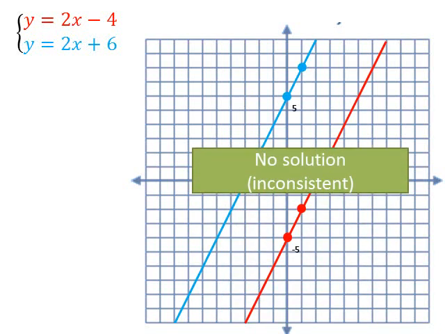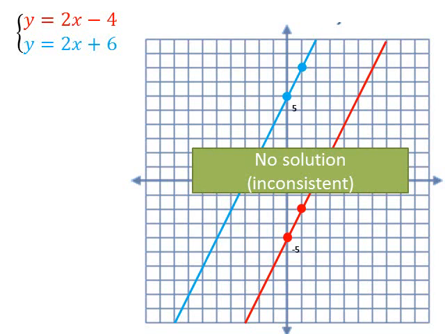Here's another one to try. We have y equals 2x minus 4 and y equals 2x plus 6. Now fortunately for us, it's already in y equals format. So for the first equation, the red equation, we start at y is negative 4. We go up 2 over 1, because if I turn 2 into a fraction, it's 2 over 1. I put the line there. The other one starts at 6, again up 2 over 1. So I put the line there.